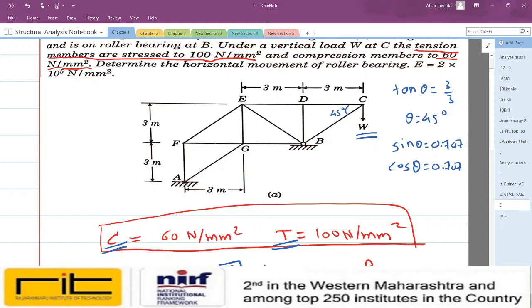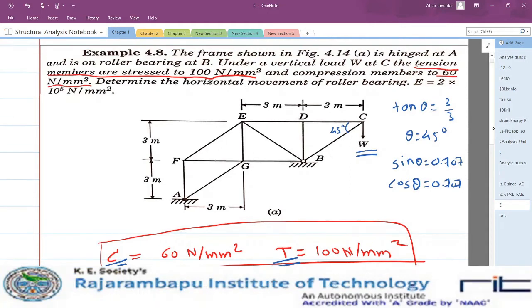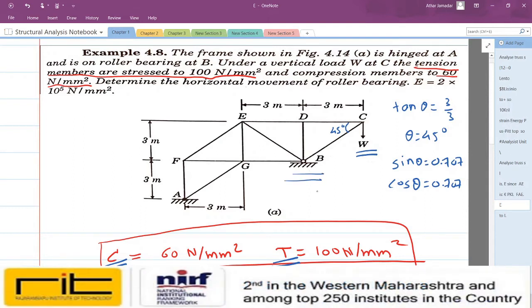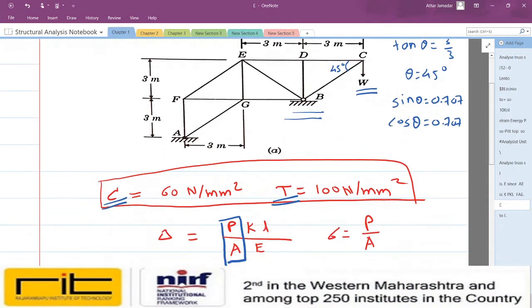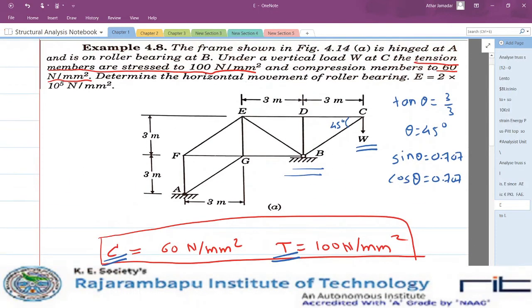Okay, and in problem it is asked to find out horizontal displacement of roller bearing, that is support B. Okay, so for this support we have to find out horizontal displacement. Okay, before that we have to first analyze this truss. Okay, so we will again draw this truss.